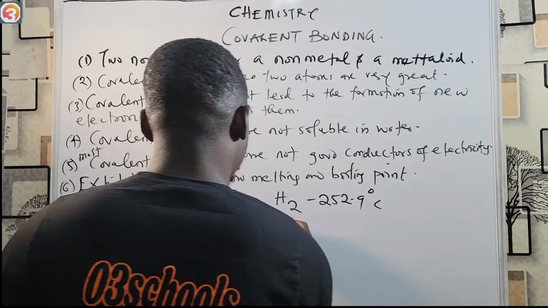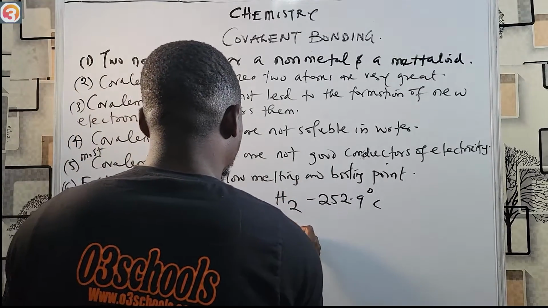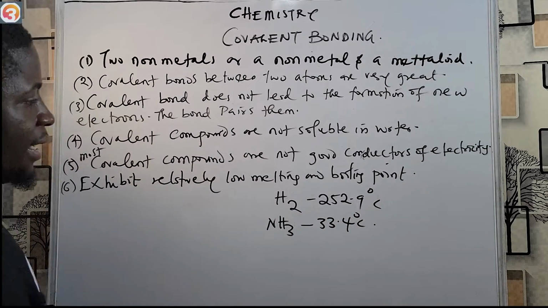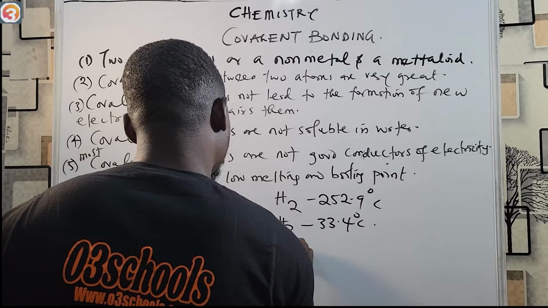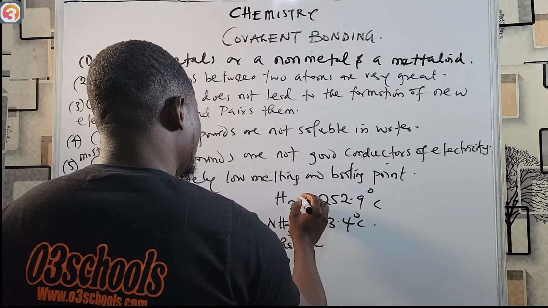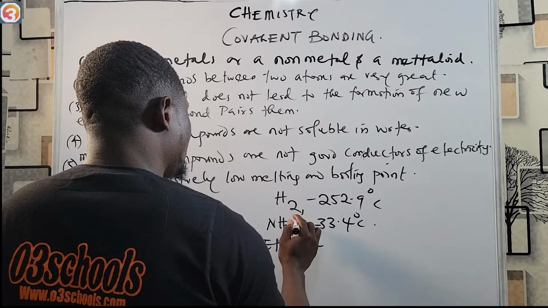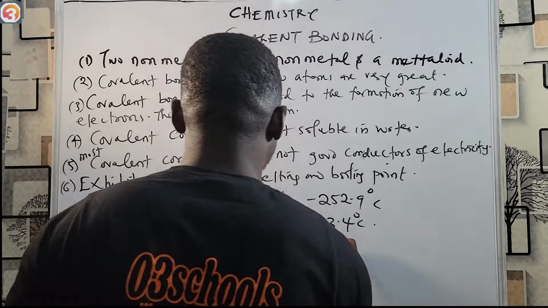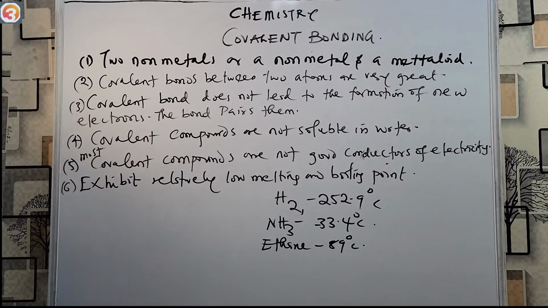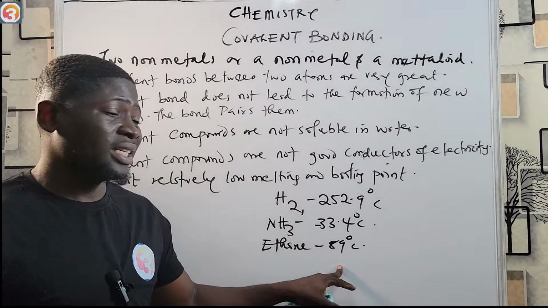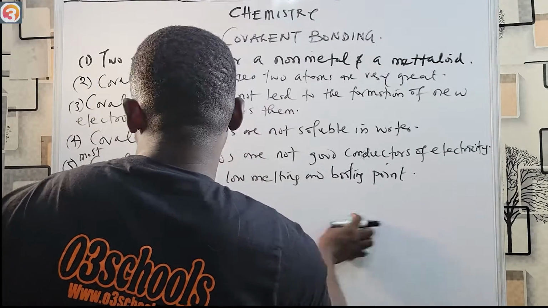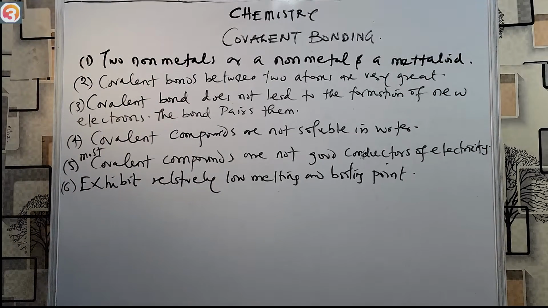What about ammonia itself that we just looked at? NH3 has a boiling point of minus 33.4 degrees Celsius, right? Then, of course, ethane has a boiling point of minus 89 degrees Celsius, and so on and so forth. If you see their boiling points, they are relatively very, very low. So they have relatively low melting and boiling points.